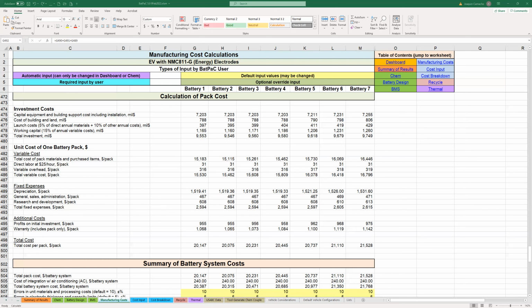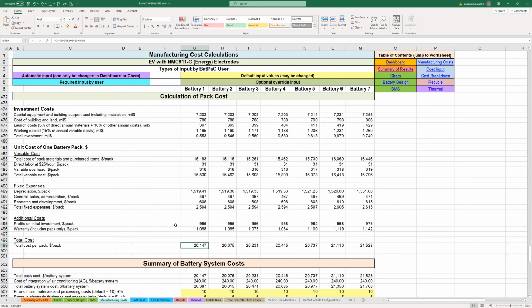Okay, moving on to 1C. This is where kind of the business comes in. For simplicity, assume you have a 5% interest loan from the Department of Energy to build a new battery manufacturing plant and pay for the first year of production. So, okay, what is the cost to manufacture each pack? Well, that is here. Summary manufacturing cost, cell G499 for battery 1.